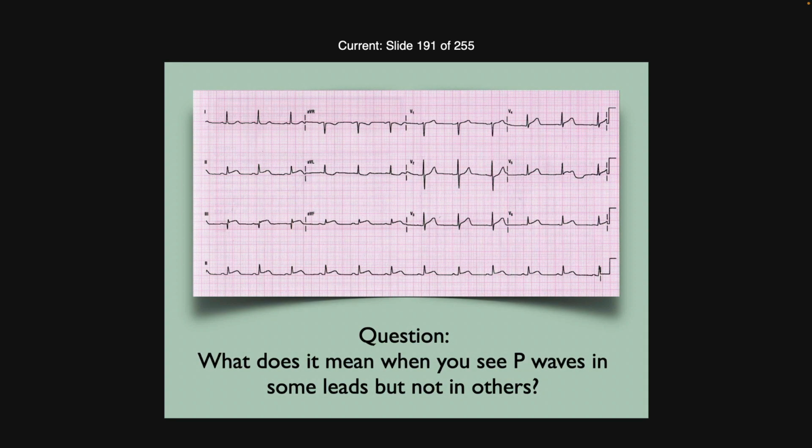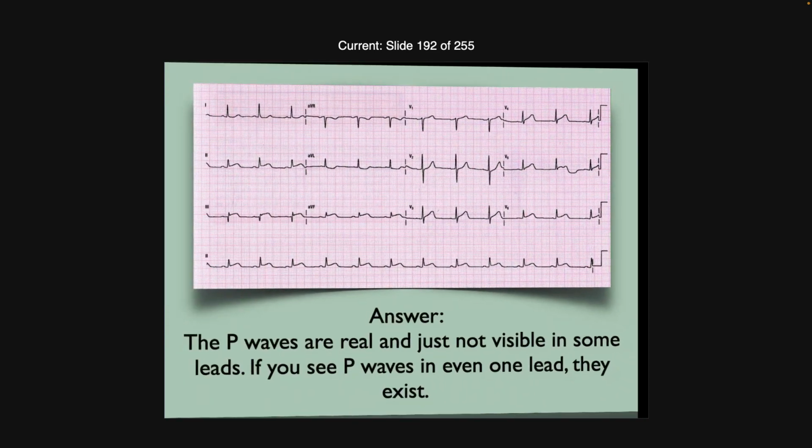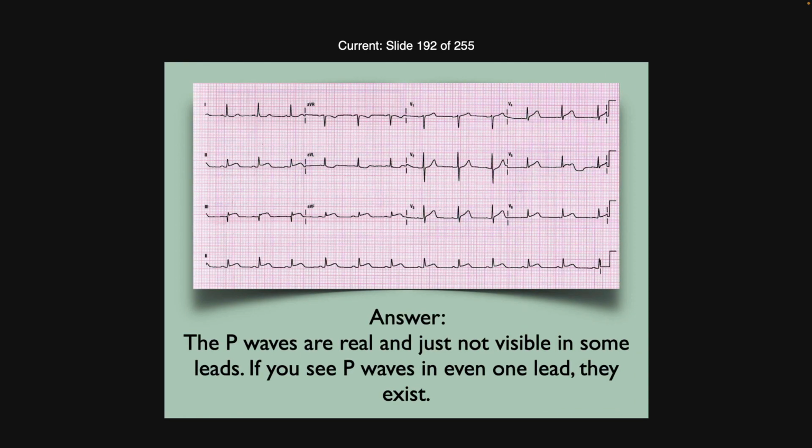Now, what about, if you look here in lead 2, they're pretty clear P waves, right? In lead 1, there's pretty clear. But we start looking around, in V4, there don't appear to be P waves at all. There don't appear to be P waves in V5. So is this a sinus rhythm or a junctional rhythm? Okay, what do you do about this? So here's the answer. The P waves are there. They are real. Just because they're not visible in some leads, it doesn't mean they don't exist. It just means they don't show up in those leads.